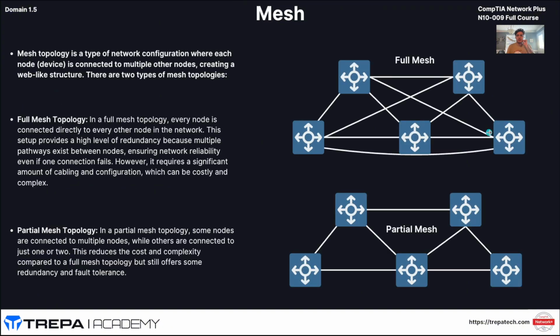So first thing we're talking about is mesh. A full mesh is when every single node in that environment, whatever computing environment you're in, is connected to each other. There's full redundancy. Every node is connected directly to every other node in the network. So obviously high-level redundancy, and with this sometimes comes some complexity.